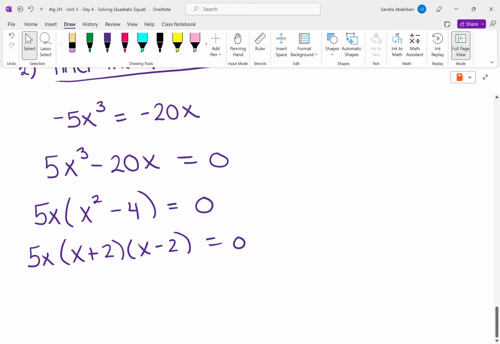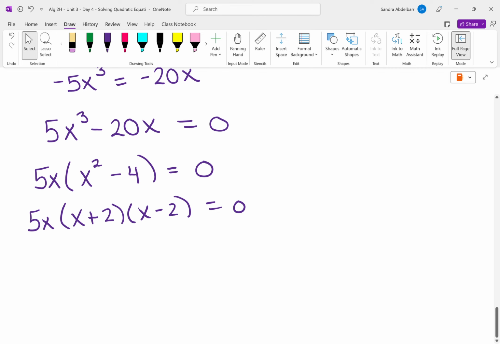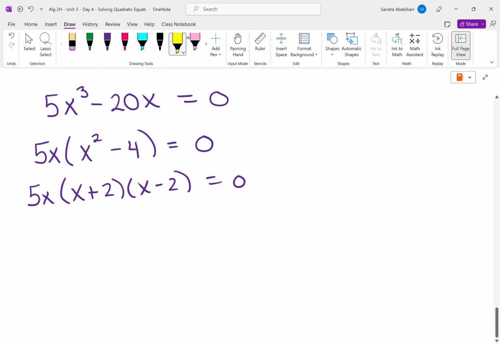How many answers am I going to have here? I'm going to have 3 answers. Does anybody know from the beginning of the problem how I could have predicted I'd have 3 answers? Remember? Antonio? X was cubed. Good, x was cubed.